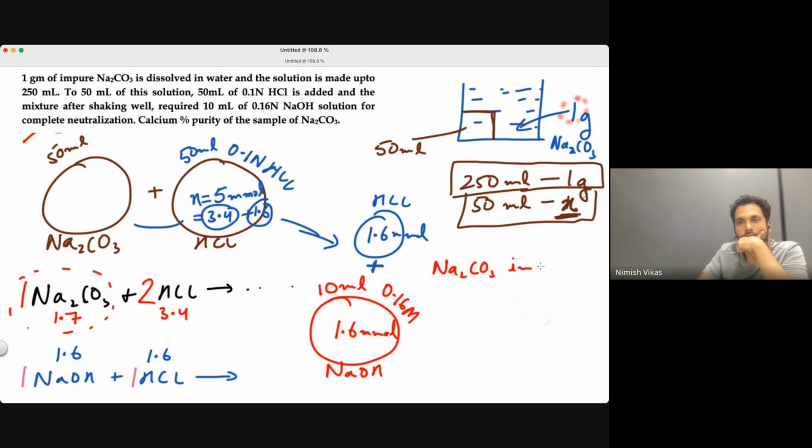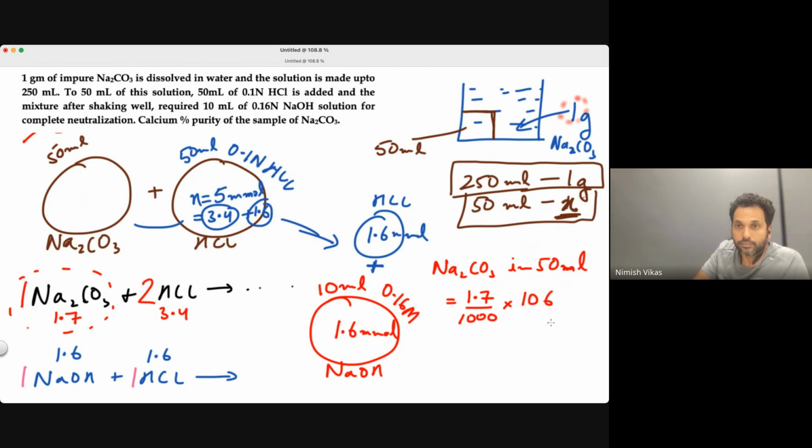So Na2CO3 in 50 ml, however impure it was, the reaction will always happen with the pure part. So the pure part in the 50 ml Na2CO3 is equal to 1.7 by 1000 moles into its weight. I'm not going to do this calculation. You guys can do the calculation.